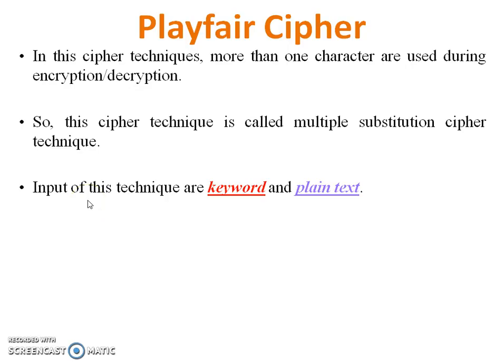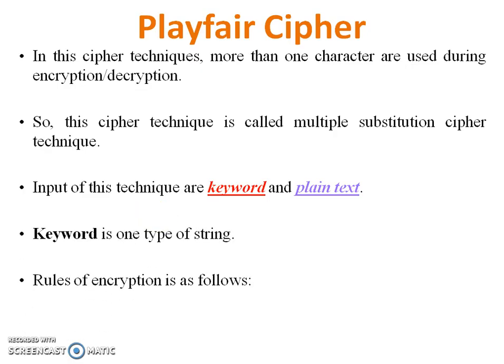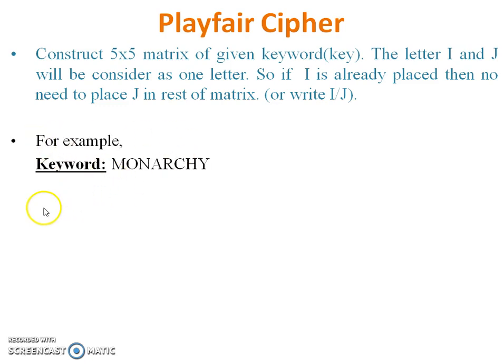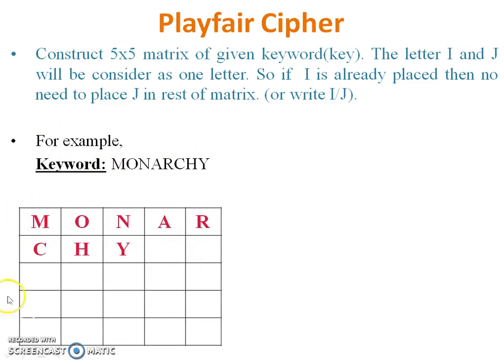Inputs of this technique are a key and the plaintext. Key is also called a keyword. Keyword is always a string in this technique. So, rules for the encryption. First of all, construct a 5x5 matrix of the given keyword. For example, the keyword is monarchy. Now create a matrix. This is a 5x5 matrix. There are 25 characters we can fit over here.